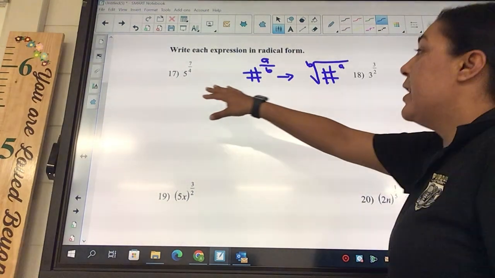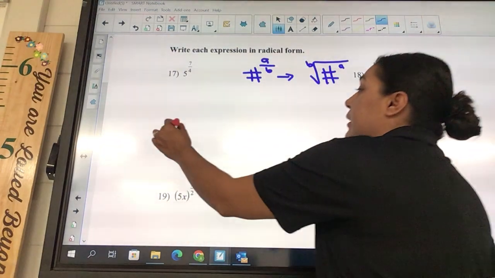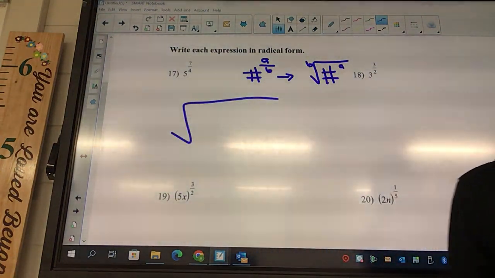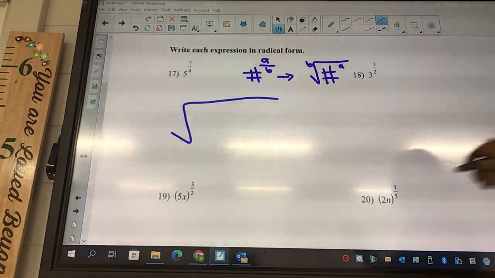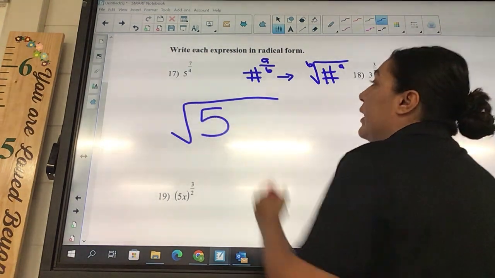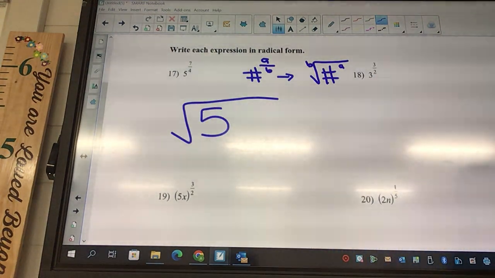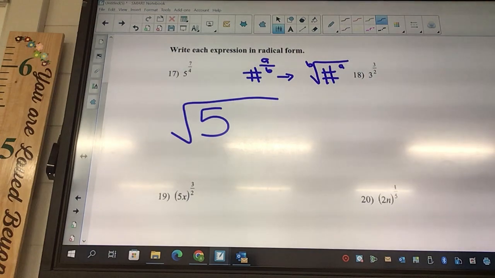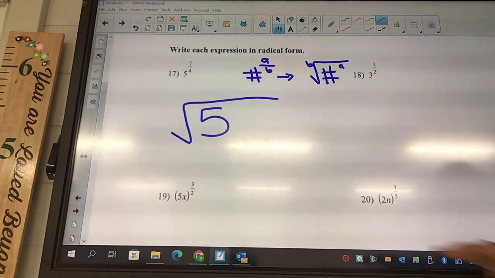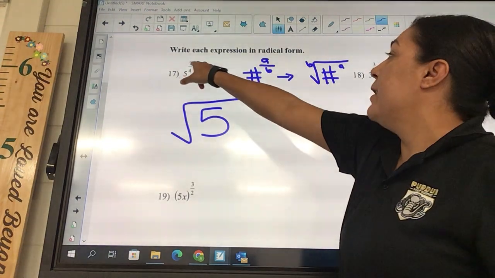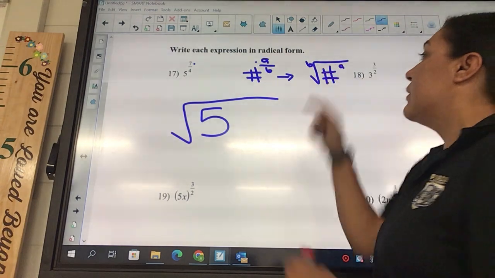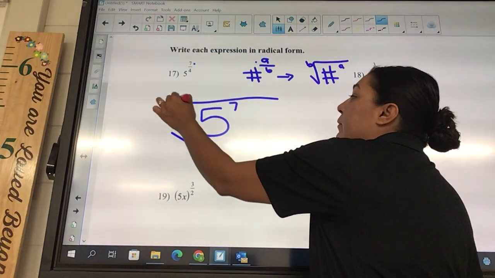Because it says do it in radical form, that means we're going to need the radical. What's our big number? 5. Which number is going to go on the inside? 7. So we can match this up. See how this is on top? That's A, so that means it's going to go on the inside. So 7 and then 4.